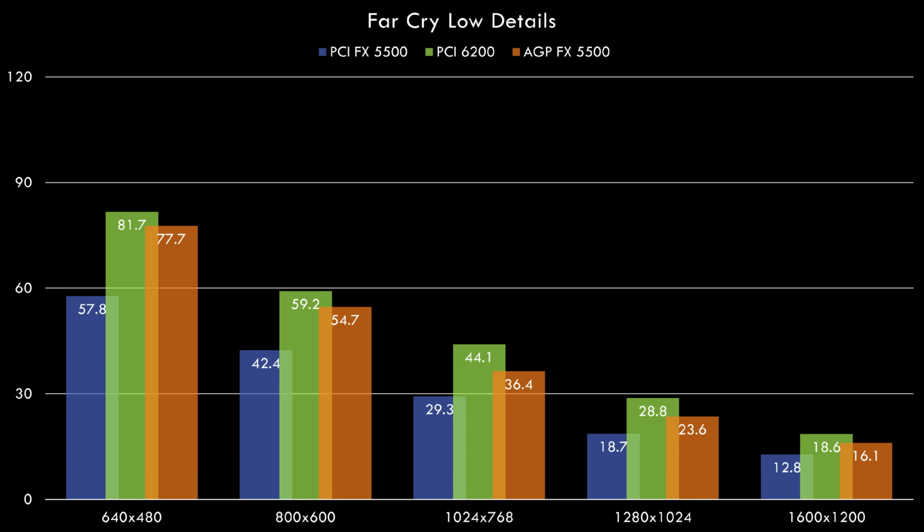The next game we're looking at in closer detail is Far Cry. So here I've locked in the details to the low settings, and we're changing the resolution from 640 by 480 all the way to 1600 by 1200. And in this game, the 6200 PCI card does really well, outperforming the AGP 5500. And between the two 5500s, yes, the AGP card is faster, but we see once again that at the higher details, more demanding settings, the difference shrinks.